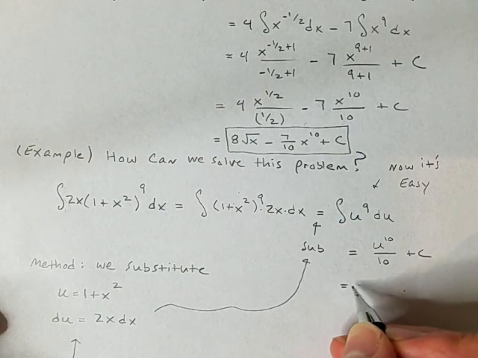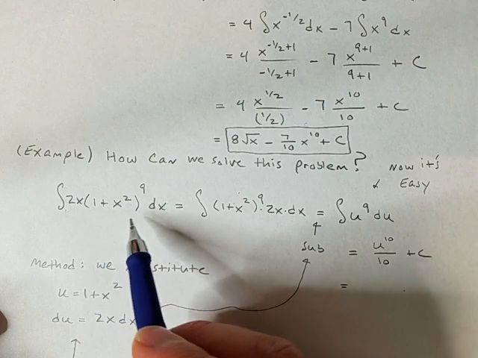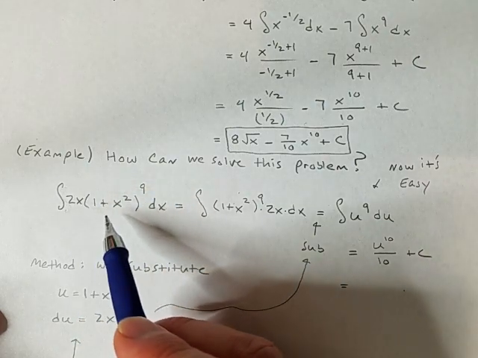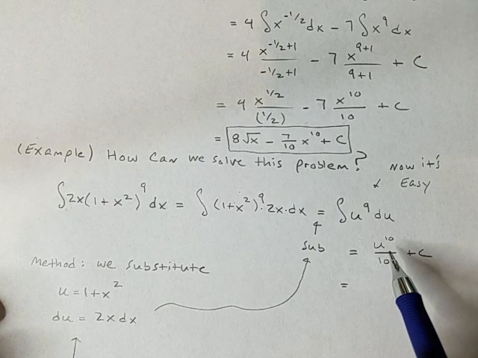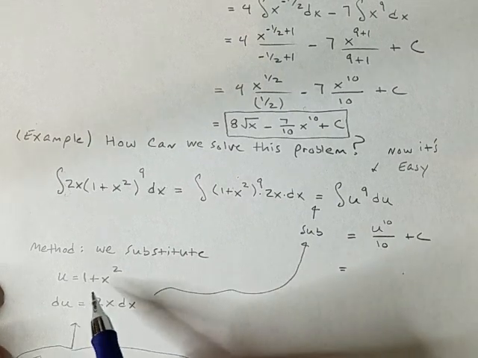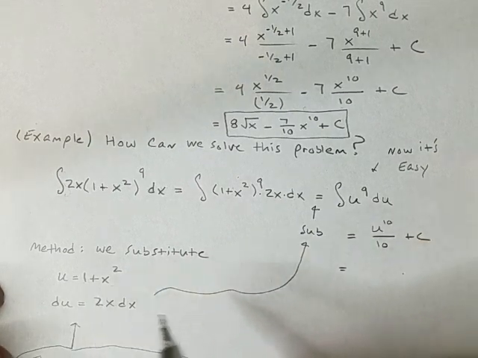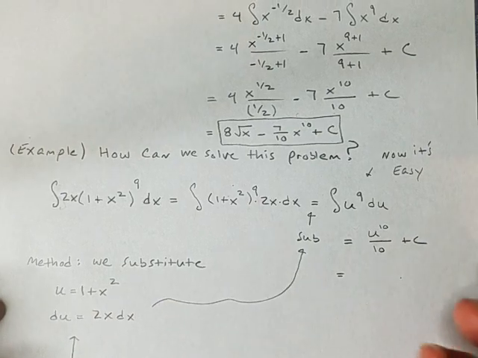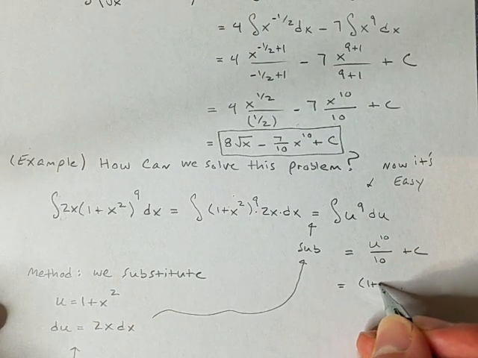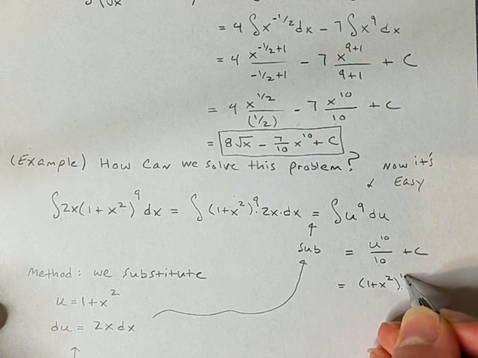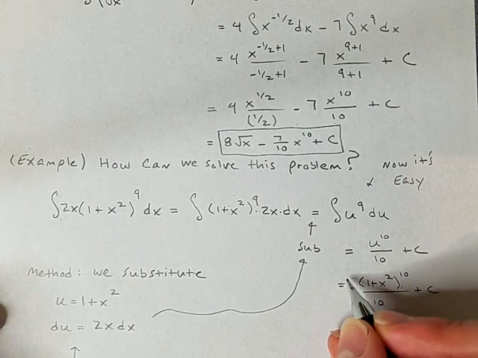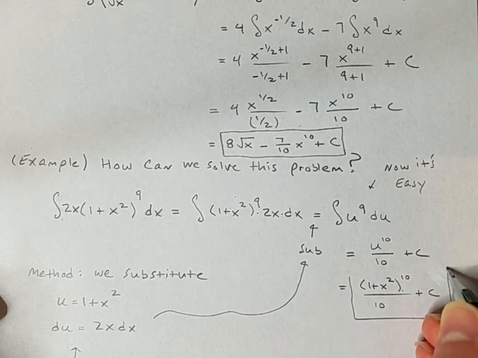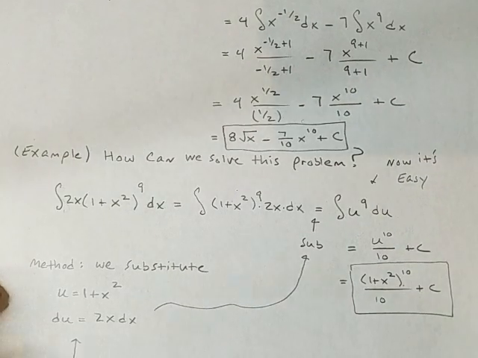Final answer. Okay. If my original question had a function in the variable x, my answer should also be in the variable x. I'll resubstitute to put this answer back in terms of x. u is the same thing as 1 plus x squared. So this is going to be 1 plus x squared to the 10th power over 10 plus c. All right. So there's our answer.